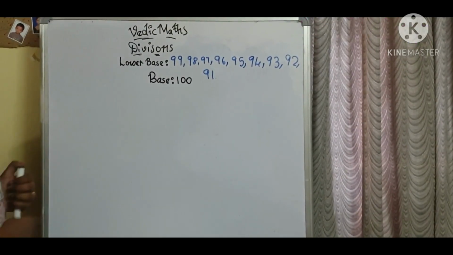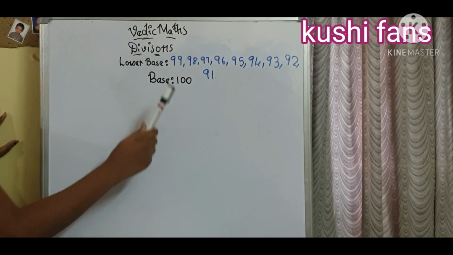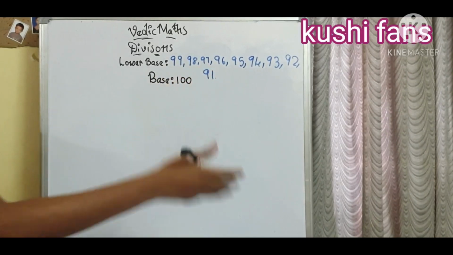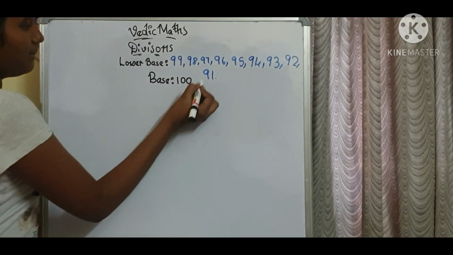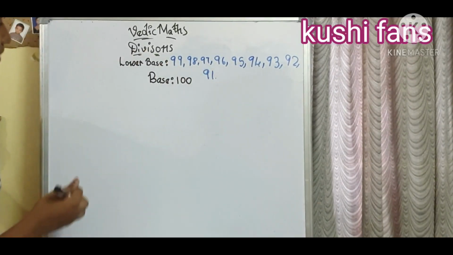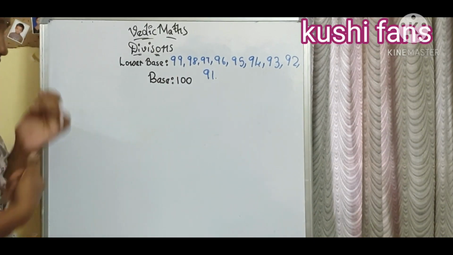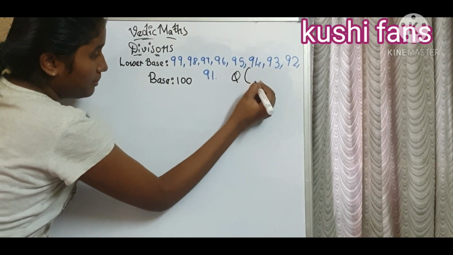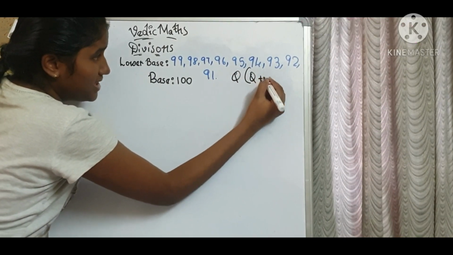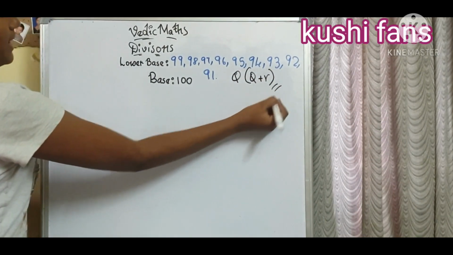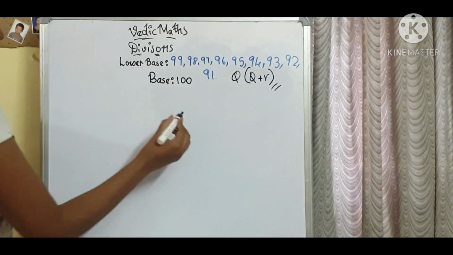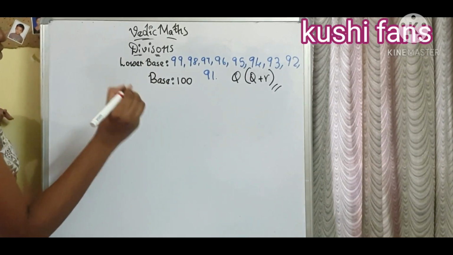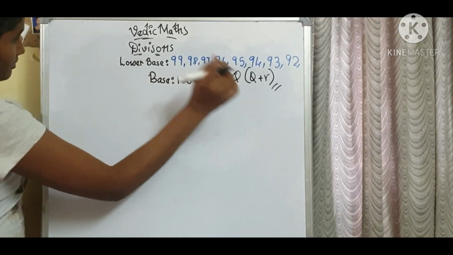Today we are going to discuss lower base numbers from 99 to 91: 98, 97, 96, up to 91 only. The base will be 100. Our main formula will be Q bracket Q plus R. This will be our main formula. Now we will see how to do a sum. First we have to bring a number for the formula.